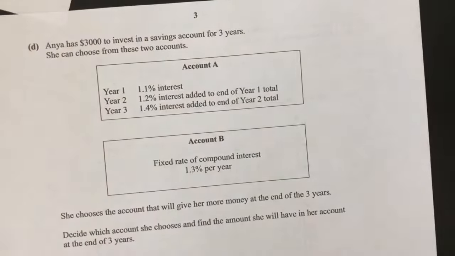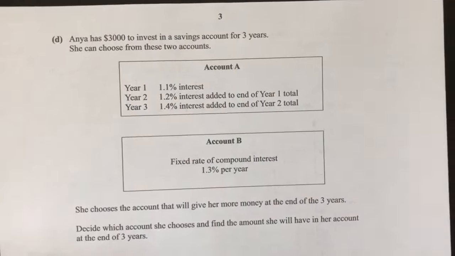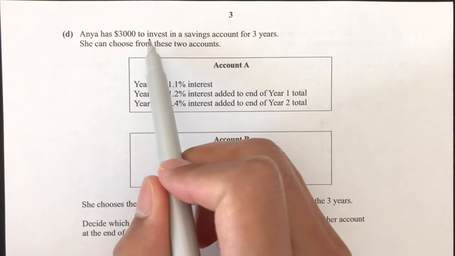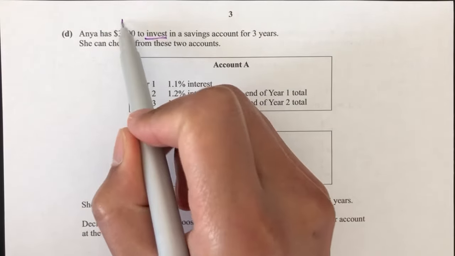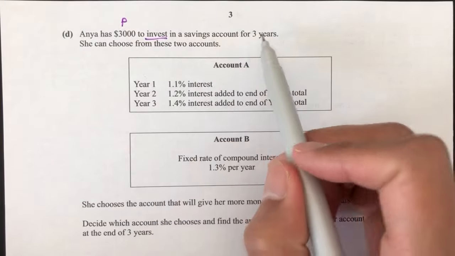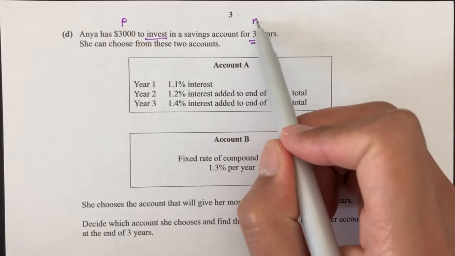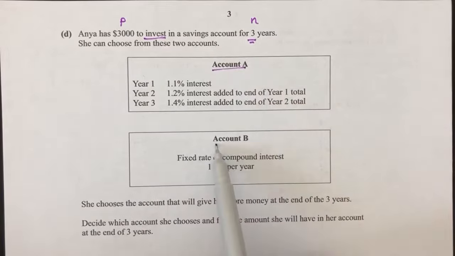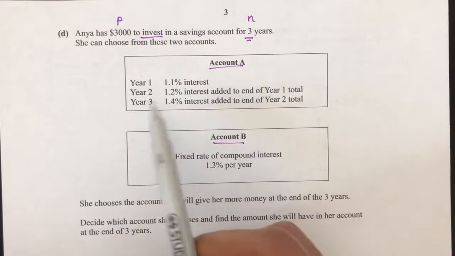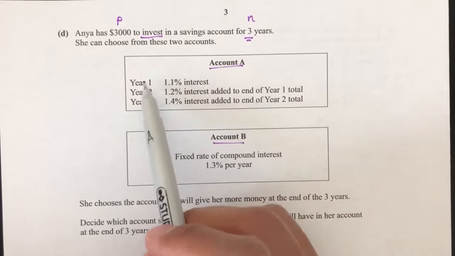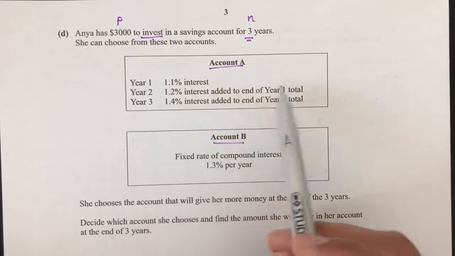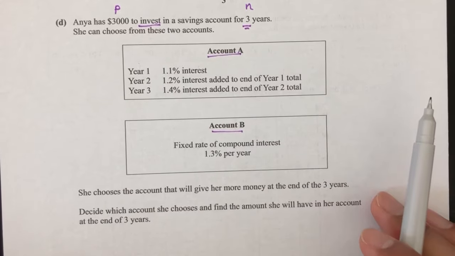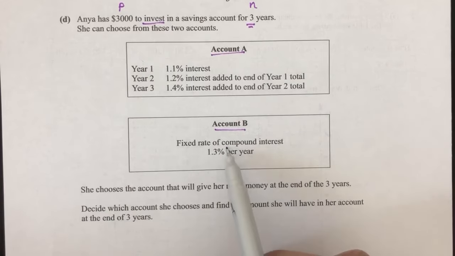Moving on to part D. Anya has 3,000 to invest. When you say invest, it is the principal. In a savings account for 3 years, that's the number of years, 3. Now, we have two options, option A and option B. As you can see here, year 1, option A, we have 3 years, and every year they add interest onto the year. And now option B, it is a fixed compound interest.